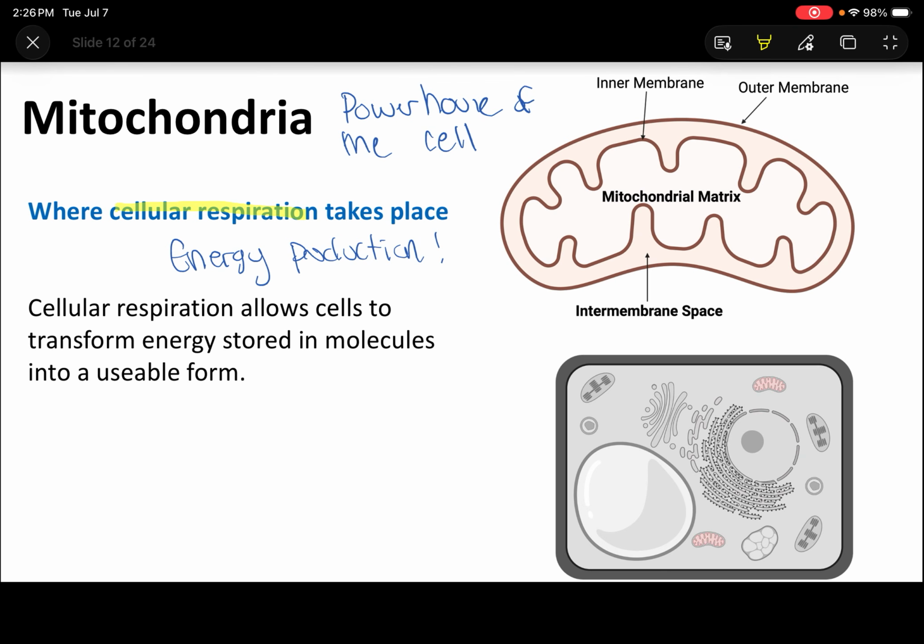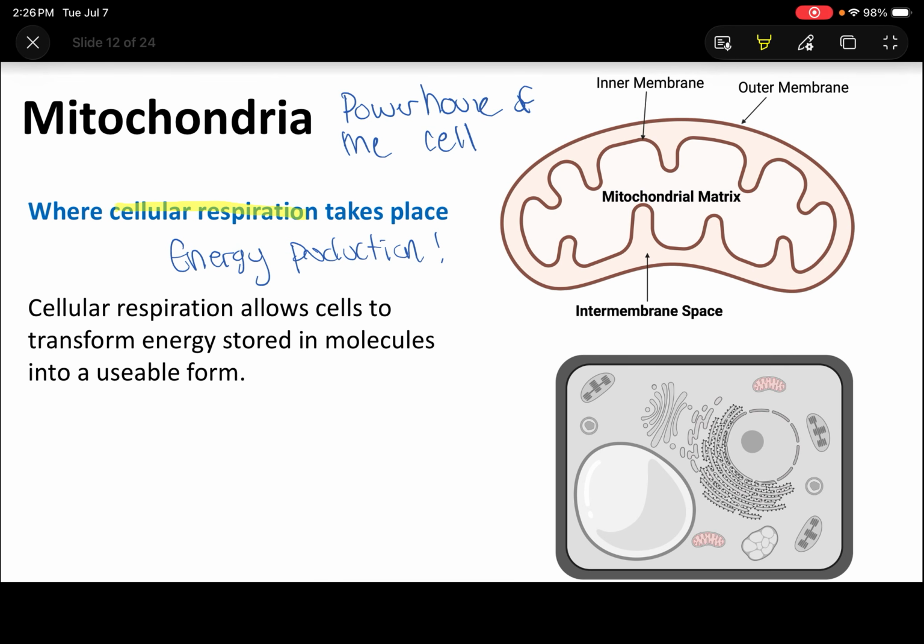So the cell is able to take and make energy, right? So cellular respiration, we need energy to do things. We need energy to build proteins. We need energy to make lipids. We need energy to modify them. Every single thing that our cell does requires energy. And so the mitochondria exist in the cell in order to make that energy.